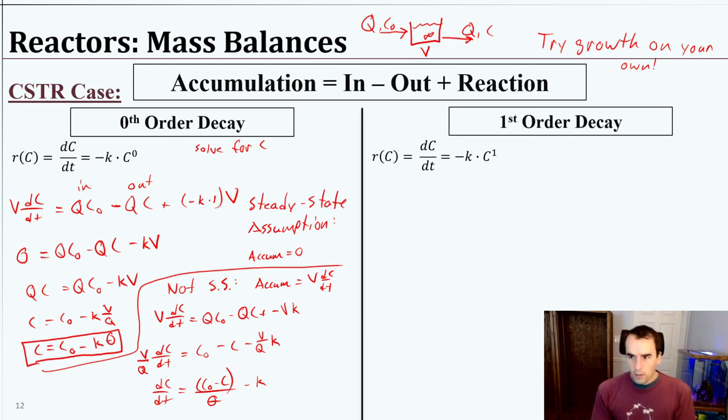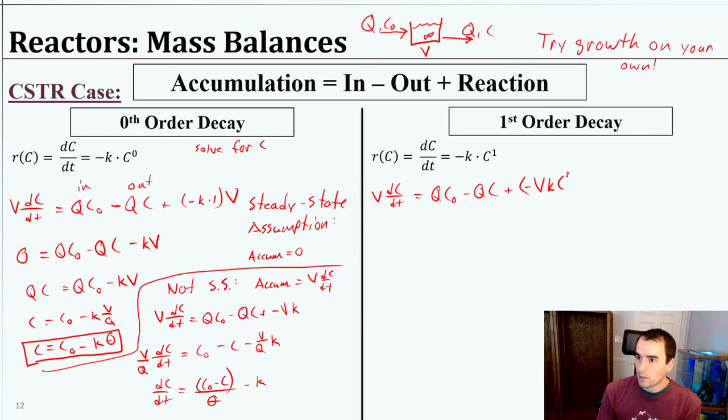Okay, so I'm going to move on to the first order decay in a CSTR. Let's go ahead and derive this one. We have V dC/dt equals what's coming in, Q C naught, minus what's going out, QC, plus our reaction term. In this case, it's negative V K C to the 1 power. Okay? And I remembered the V this time. That's good. We're going to assume steady state.